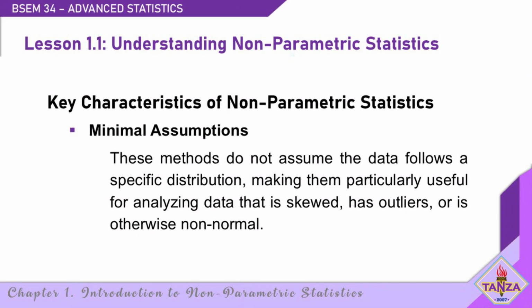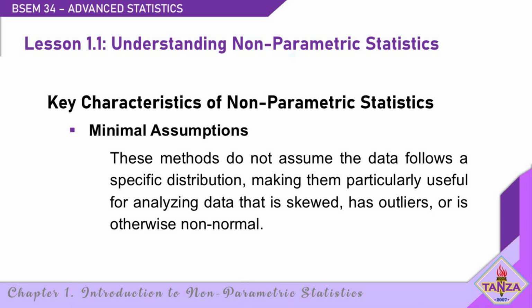Let's keep going. This slide talks about another key characteristic of non-parametric methods, minimal assumptions. What does this mean? It means that non-parametric methods don't expect your data to follow any specific shape or pattern, like the normal bell curve. In many parametric tests, like t-tests, the data must be normally distributed, a nice, even curve, have no extreme outliers, and meet other specific rules. But with non-parametric tests, we don't need to worry about that.